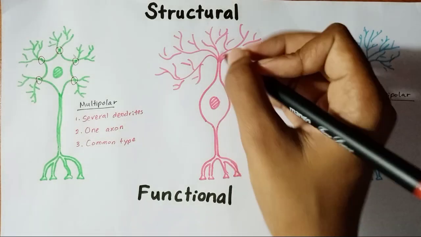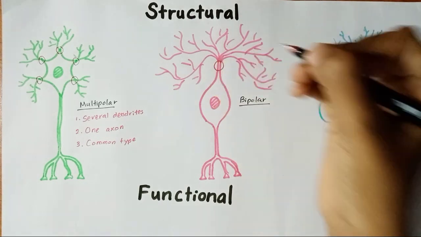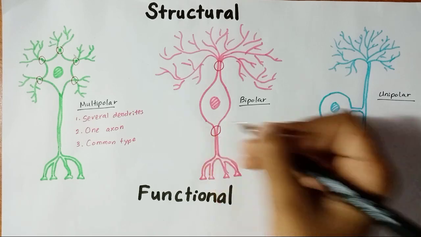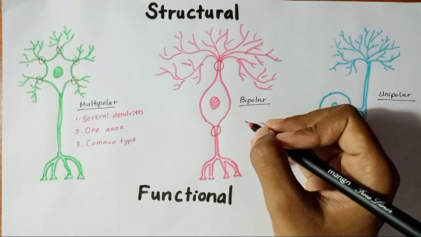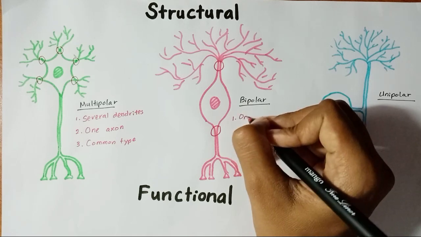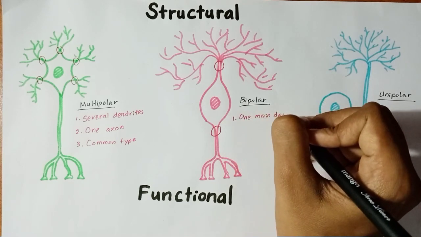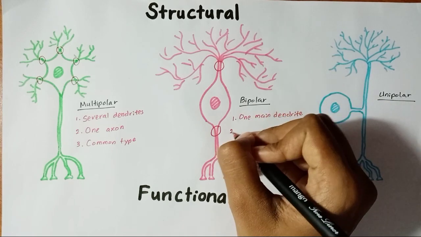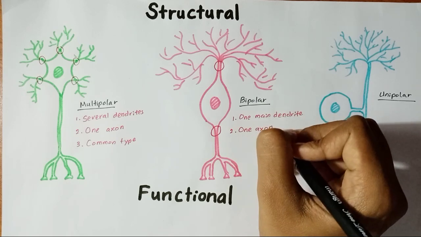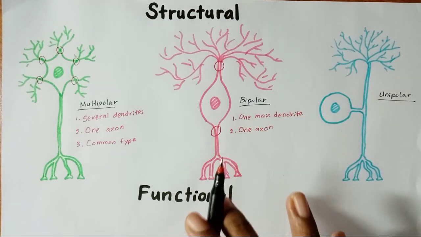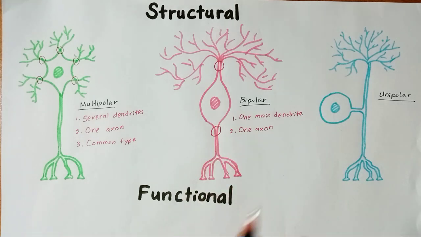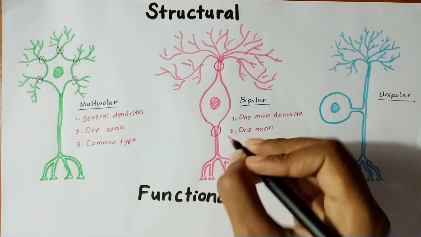Bipolar means they have one main dendrite and one axon. That's why it's called bipolar. These bipolar neuron cells can be seen in the retina, inner ear, and olfactory area of the nose.